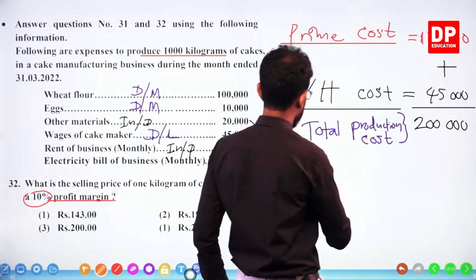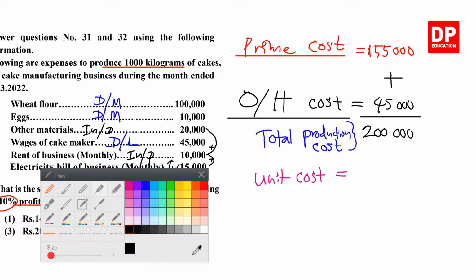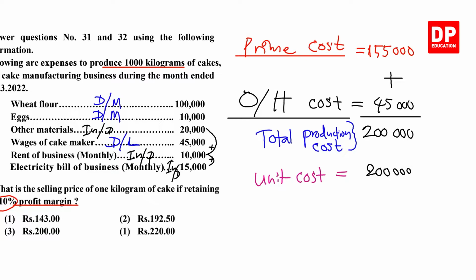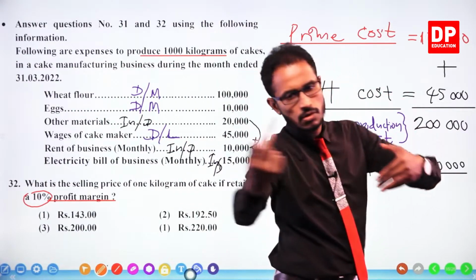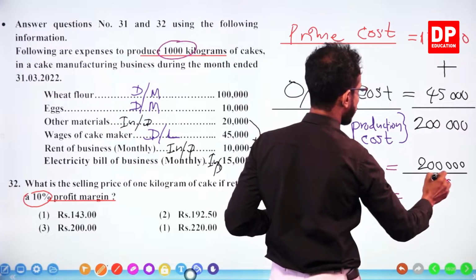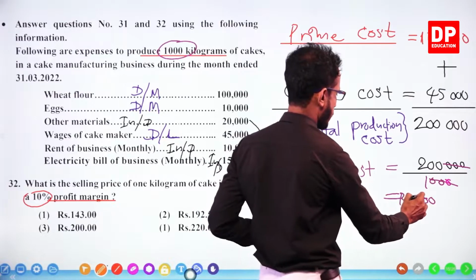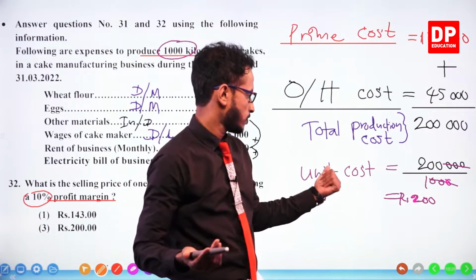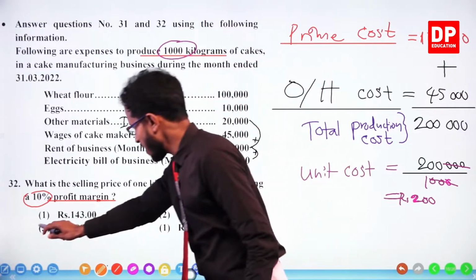Unit cost. How to find unit cost? Unit cost is calculated by dividing total production cost by number of units. So 200,000 divided by number of units. How many units? It's there. 1,000 units. Answer is 200. This is the unit cost. Rupees 200 is the unit cost. Did we find the answer? Oh yeah, the answer is here, 200.